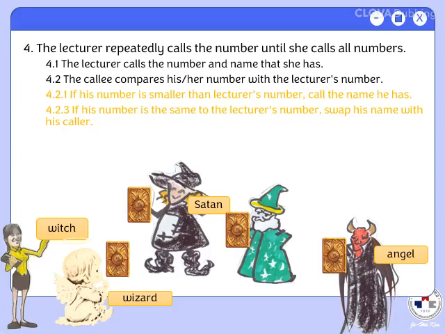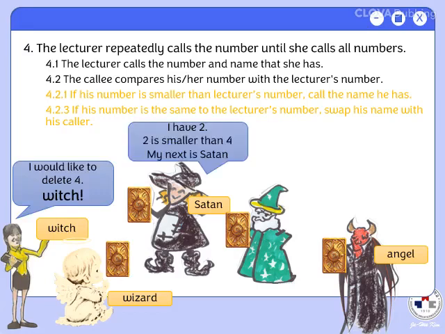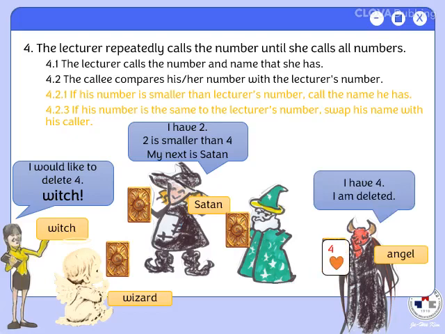I would like to delete 4. I have 2. 2 is smaller than 4. My next is Satan. I have 4. I am deleted. If the person you want to exchange with does not have a name tag, you do not have to exchange, but give them your name tag.